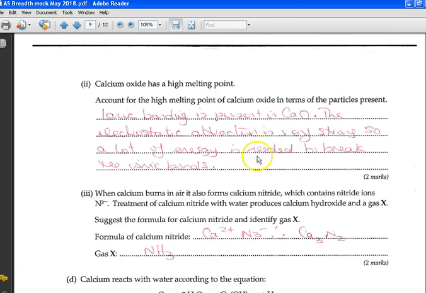Okay, high melting point, why is that? Well, if you hadn't recognized that it was ionic bonding, there's no way you could get this right. But you need to mention that ionic bonding is present. It's a strong electrostatic attraction, and a lot of energy is needed to break up the ionic bonds. That's it. End of.